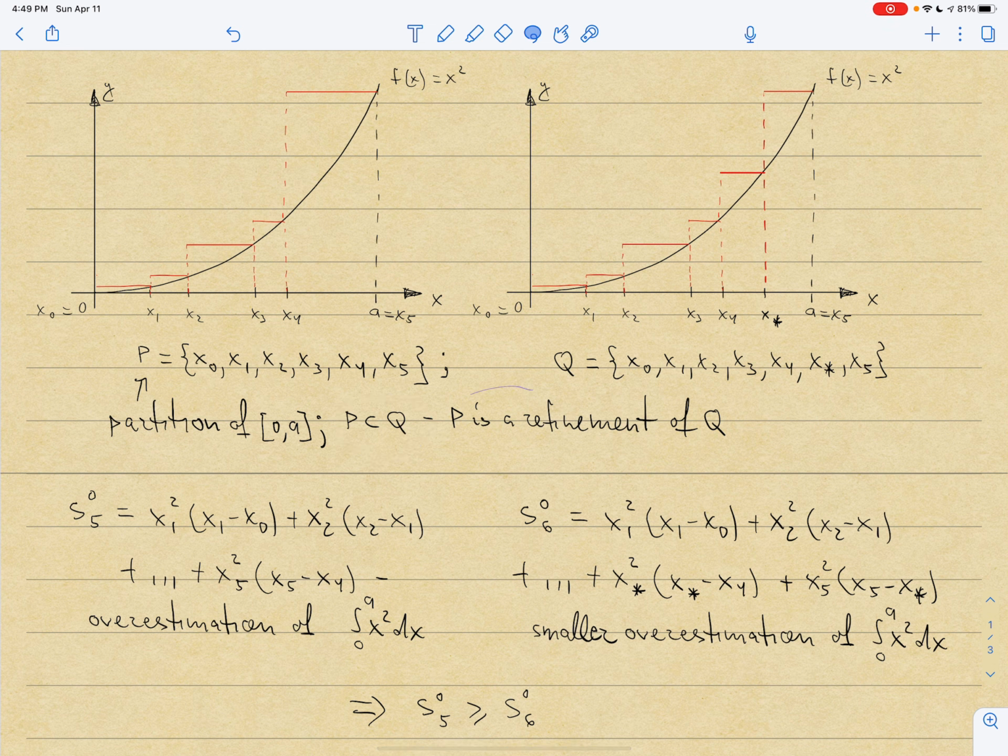So if I have a partition P, Q is strictly a finer partition because it contains all points of P plus an extra point. If Q had an extra 7 points, if it did contain all points from P plus an extra 7 points, then Q is still a refinement of P.